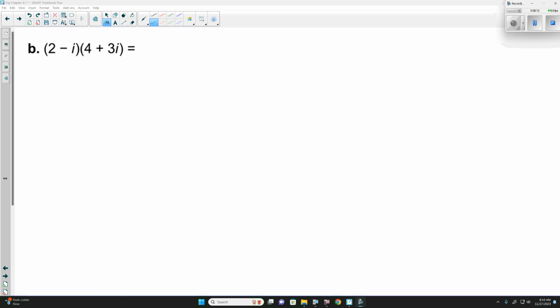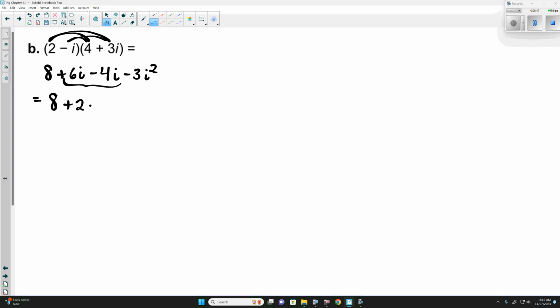All right. Now we're going to look at the next one here. So 2 minus I times 4 plus 3I. So again, we can still use our distributive property. 2 times 4 is 8. 2 times 3I would be plus 6I. Negative I times 4 is negative 4I. And negative I times 3I is going to be negative 3I squared. Questions on this so far? Now at this point here, we would combine like terms. So we have our 6I minus 4I, which would be plus 2I minus 3I squared.